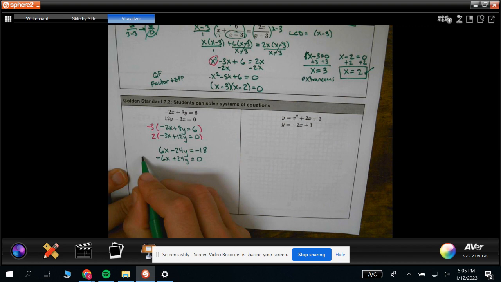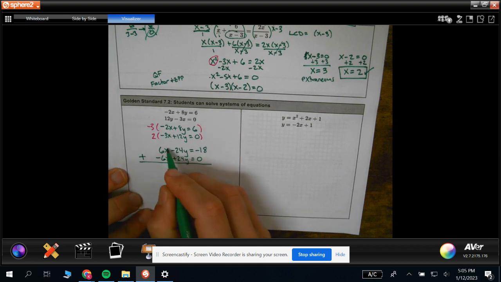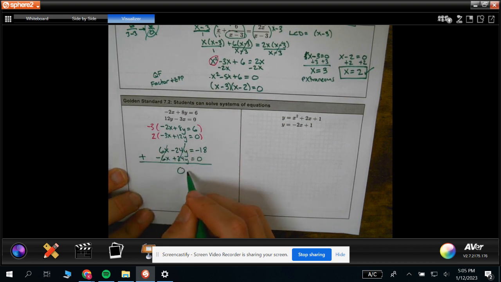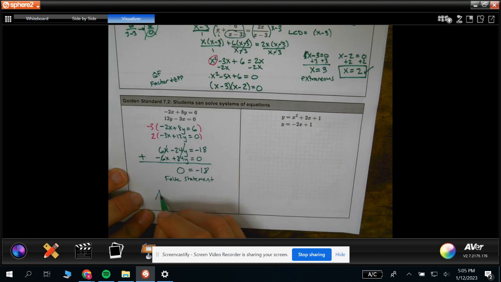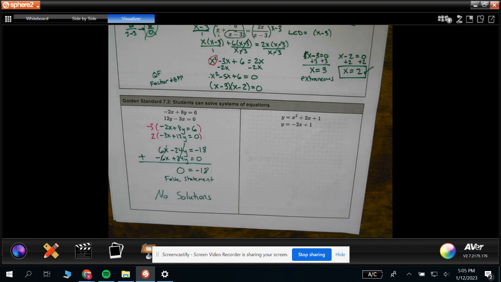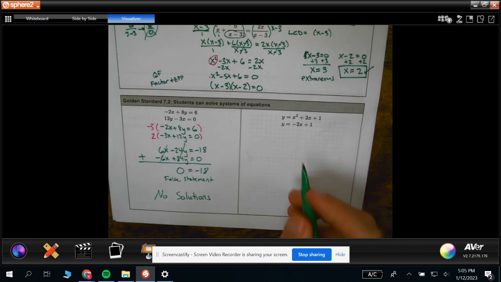You may see where this is going. Add them together. Cancels, cancels. 0 equals negative 18. Is that a true statement? No, it's a false statement. It's not true, which means no solutions. Okay, no solutions. Next one.